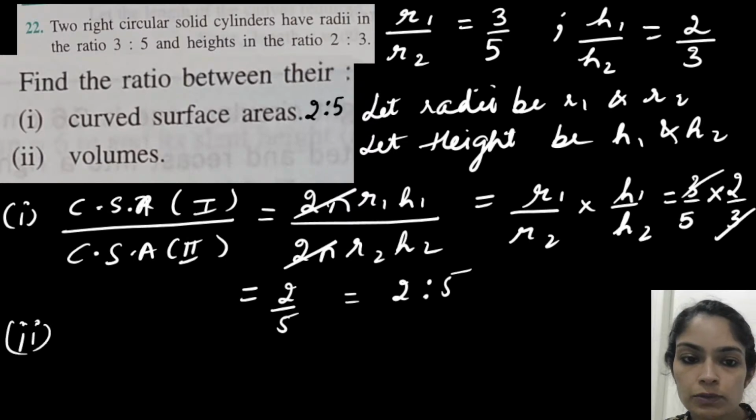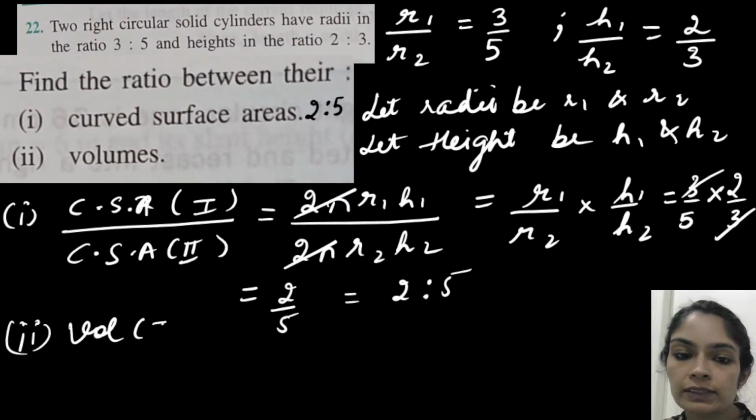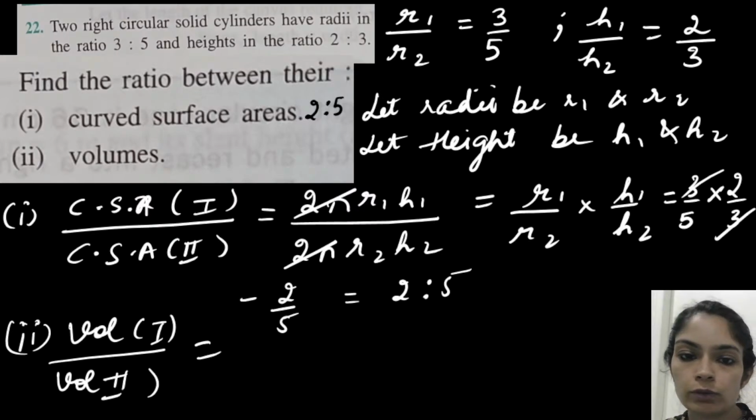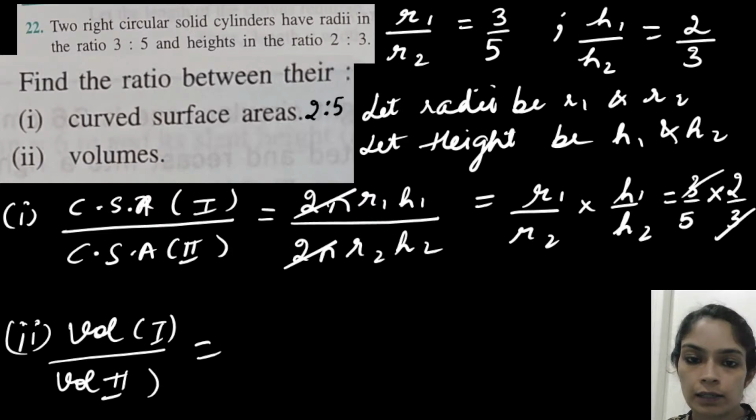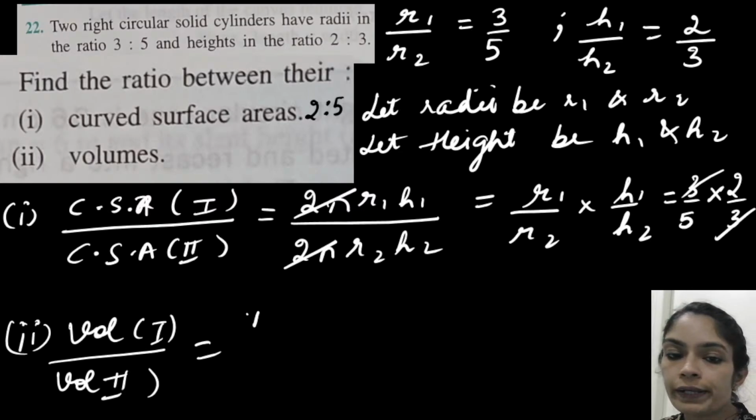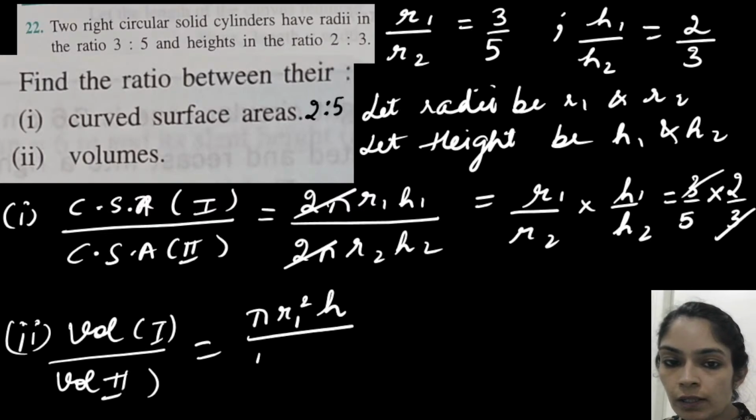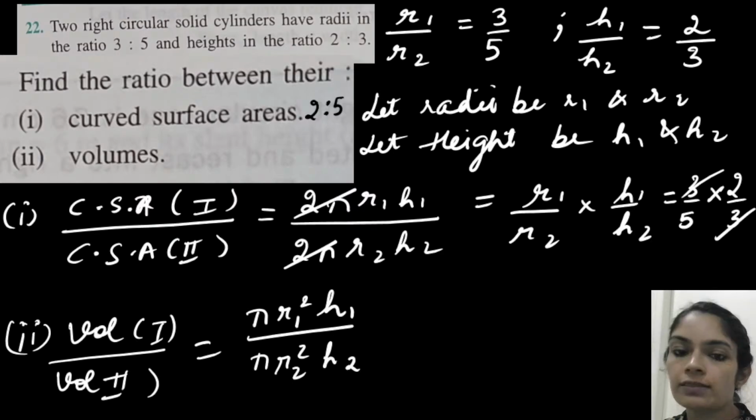The ratio of the volumes we have to find. So the volume of the first cylinder to the volume of the second cylinder. So that ratio we have to find. This I am just going to clear. I hope you have written along with me. If you haven't written, you can just take a screenshot also. Yes, so the volume formula we know is pi r square h. So this one is pi r1 square h1 over pi r2 square h2.